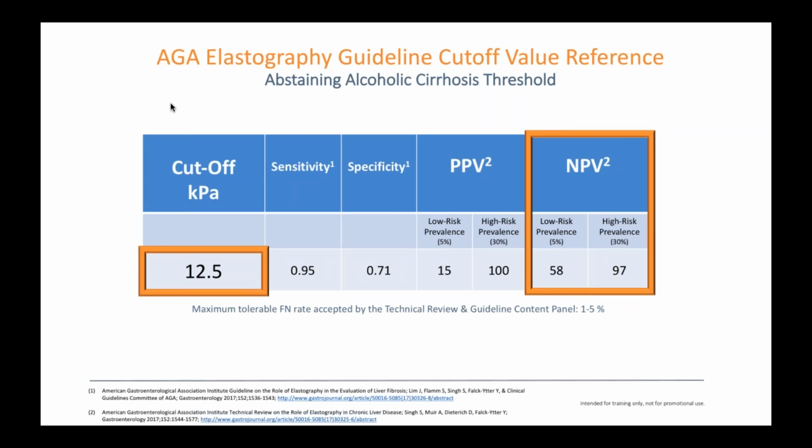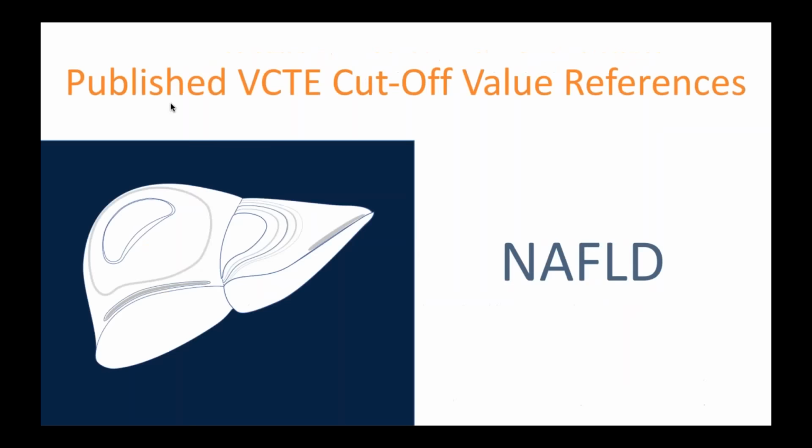As we all know, if an alcoholic was actively drinking, there would be a substantial inflammatory component which would elevate the stiffness not related to fibrosis. So we need to be cautious when testing alcoholics to be sure they're abstaining if you're going to consider using that AGA elastography cutoff.